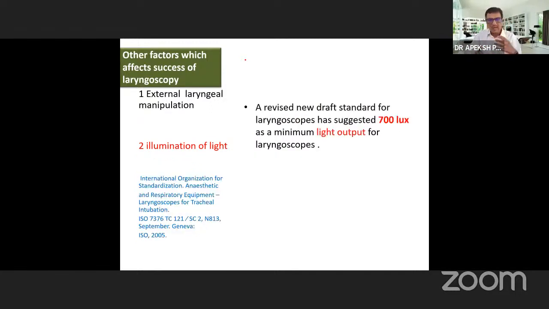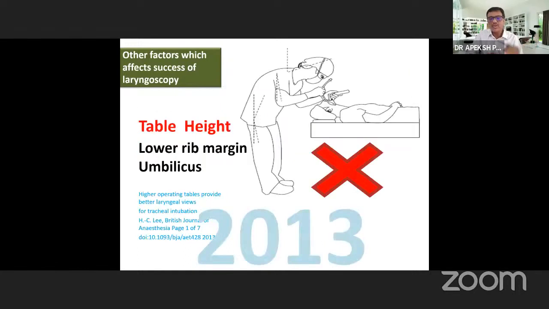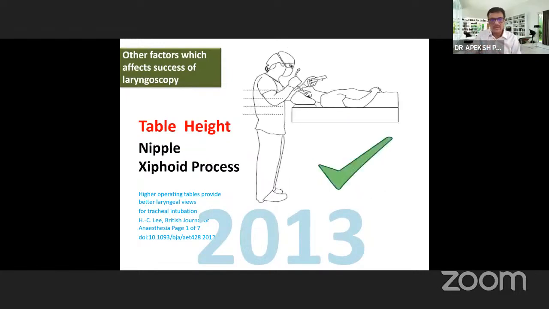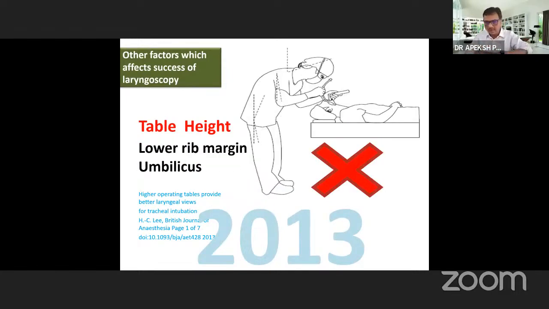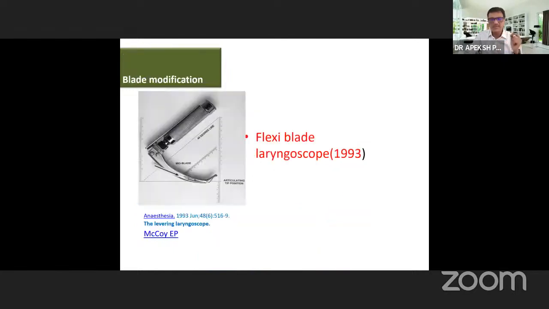And even brighter light doesn't mean you'll get the optimal laryngeal view. Optimal light should be 700 lux in any laryngoscope, and a brighter laryngoscope may not necessarily be a better one. What should be the table height for a better laryngeal view? This is absolutely wrong. Your table height should be at the level of the nipple or xiphoid process, not the umbilicus or lower lip margin, to get the better laryngeal view.